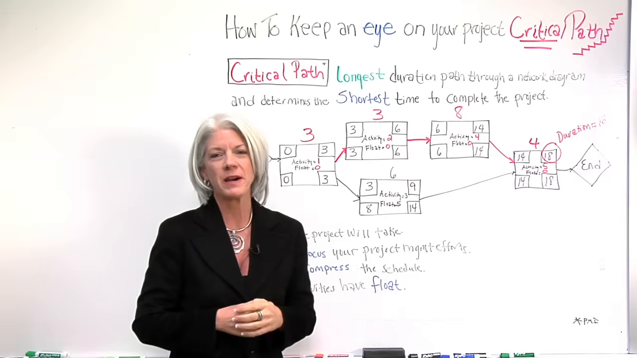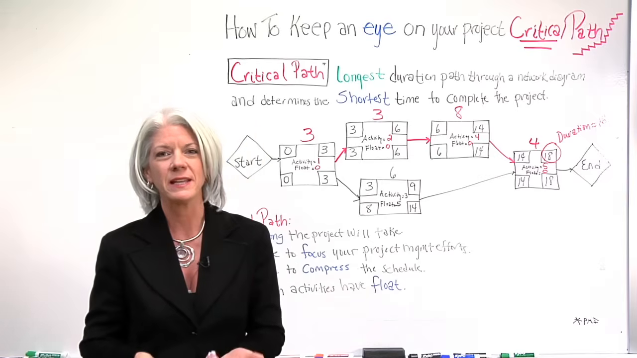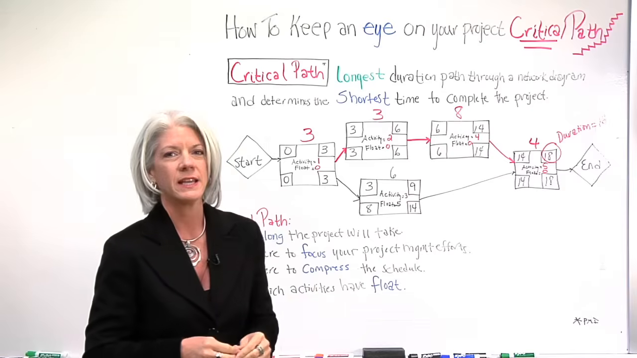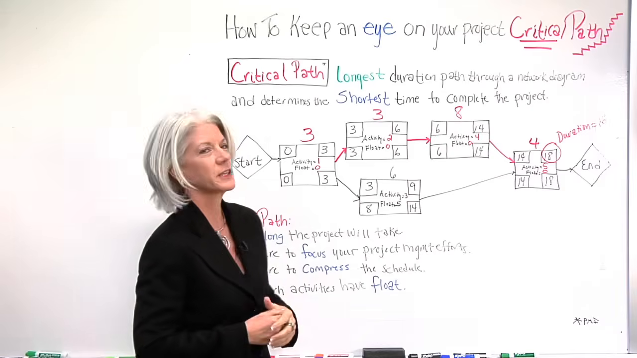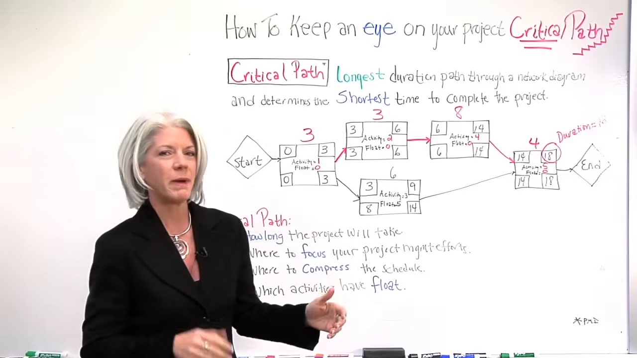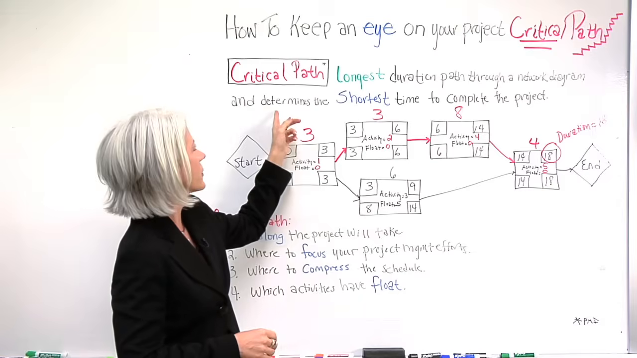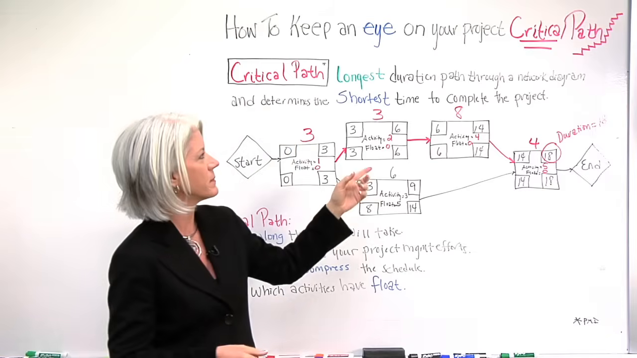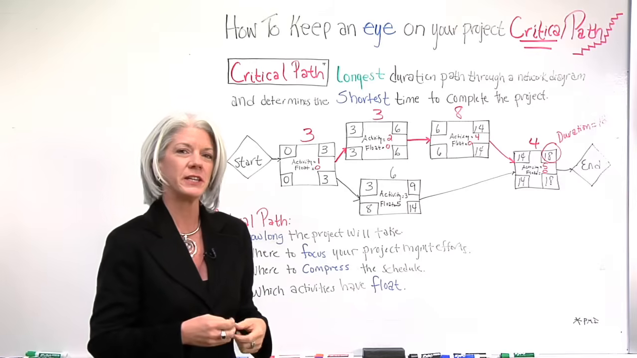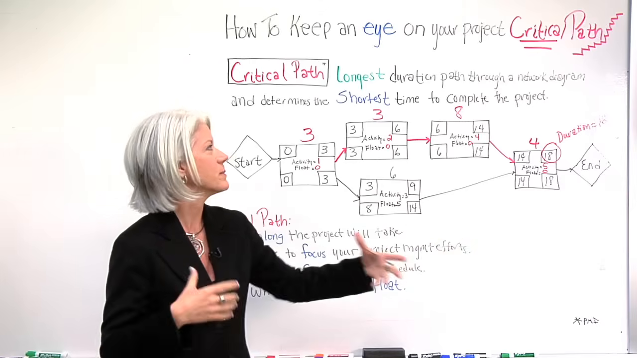If you've watched any of my other whiteboard sessions, I recommend to either Google or find a resource for a proper definition of each term. So let's look at critical path. The critical path is the longest duration path through a network diagram and determines the shortest time to complete the project. So in essence, your project can't finish any earlier than the longest time it's going to take to get something done.